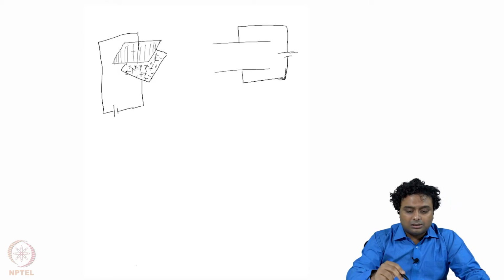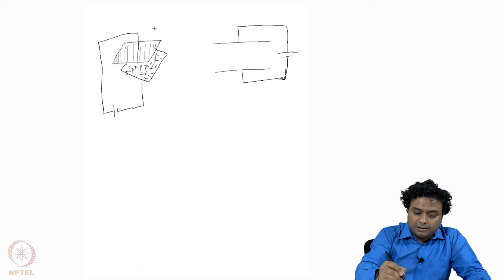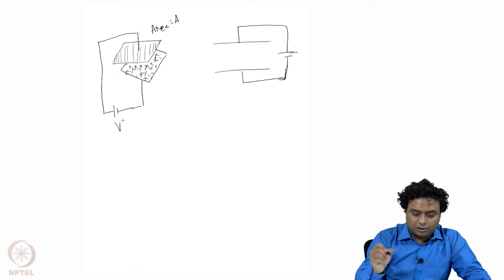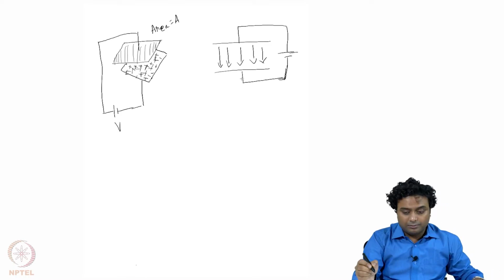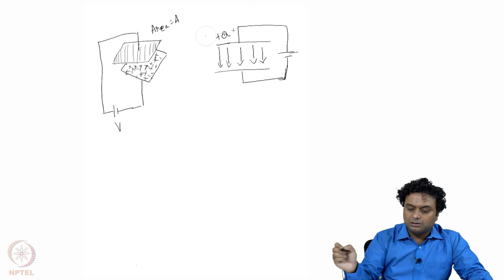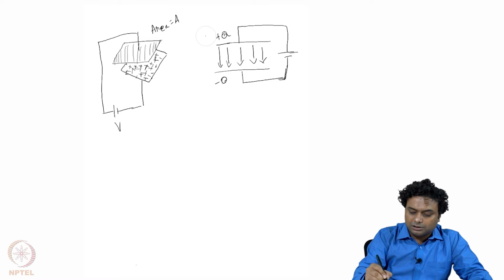So there you can see that these are, let us say, two parallel plate capacitor plates, and let us say the area is equal to A, okay, and then I am applying potential V, and this is the side view or the cross sectional view, and see this is the electric field, okay, and so let us say plus Q charge is at the top plate and minus Q charge is at the bottom plate.